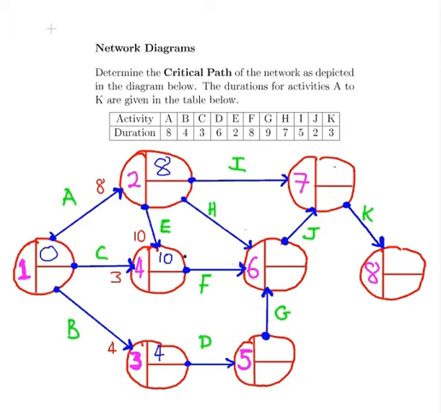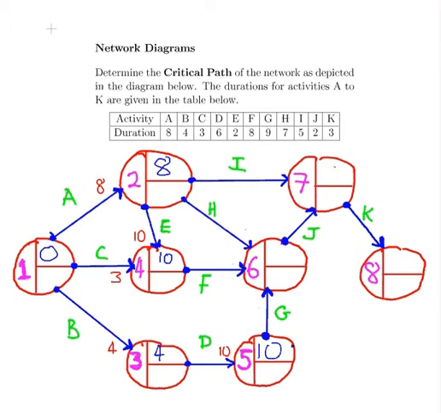Okay. Node 5, that's straightforward enough. We're going to do something similar there. D takes 6 time units, and that means we can start it at time 4 and we'd be completed at time 10. So the earliest finish for node 5 is simply 10.